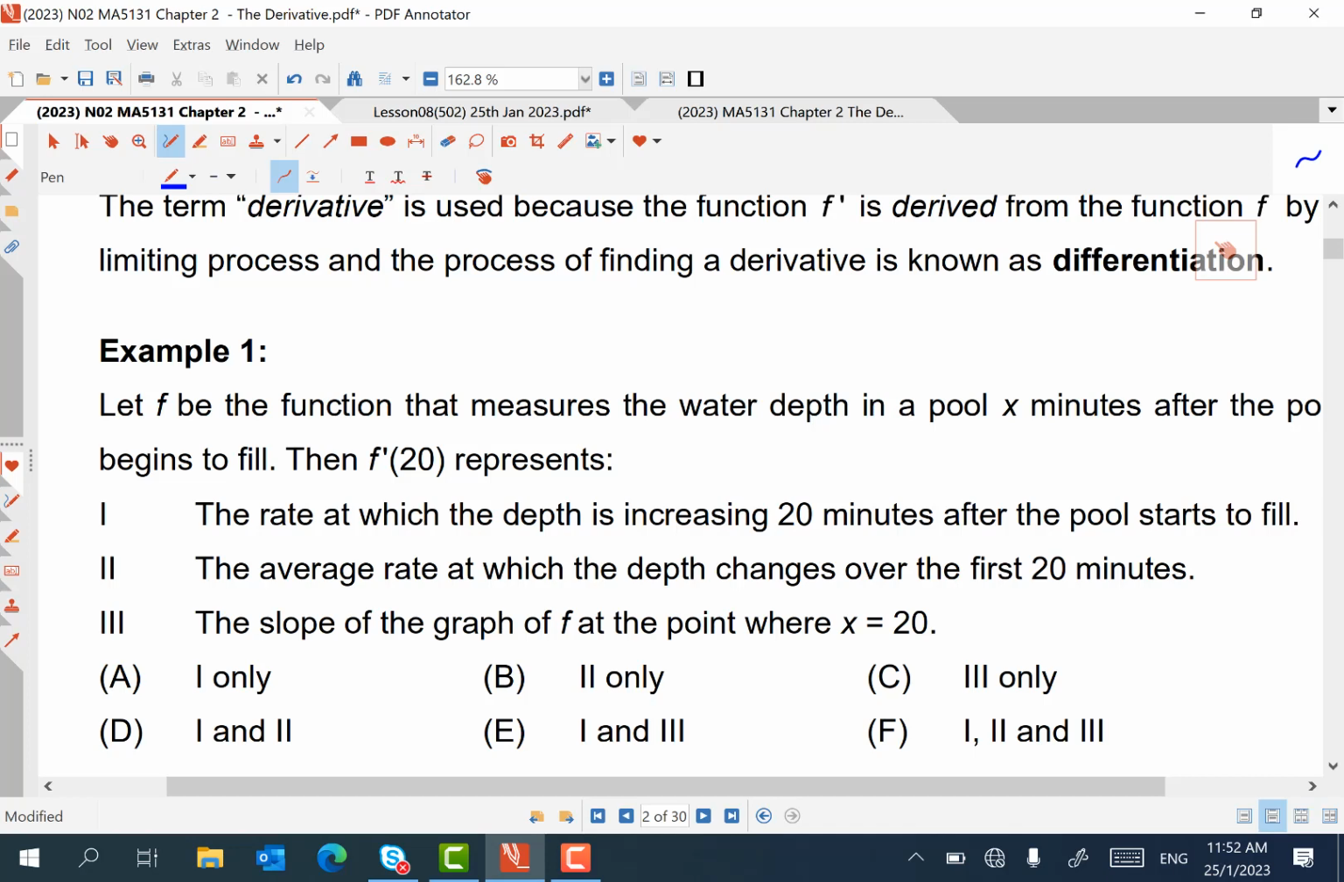In example 1, you are given a statement on f prime 20. What does f prime 20 measure, bearing in mind that this function f is a measure of the water depth x minutes after? Let's hear from Kurtish. What do you think is f prime 20?